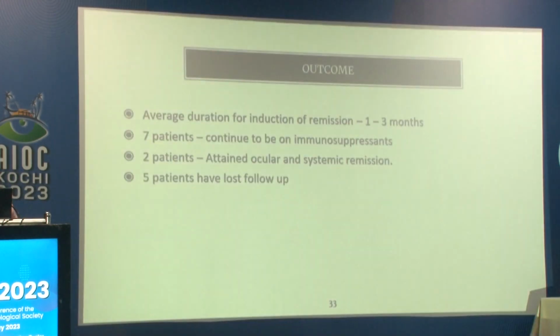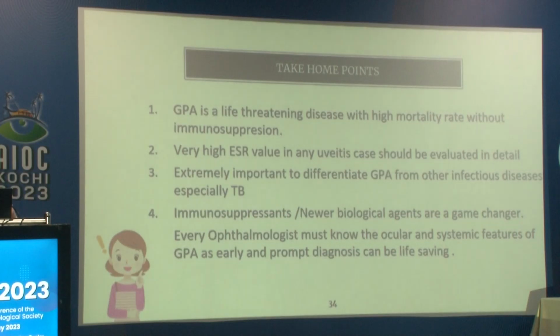As for the outcome, 7 patients continue to be on immunosuppressants, 2 patients attained ocular and systemic remission, and 5 patients were lost to follow-up. Take-home points: GPA is a life-threatening disease with high mortality without immunosuppression. A very high ESR in any type of uveitis should be evaluated in detail, and it is extremely important to rule out infectious disease like tuberculosis. Immunosuppressants and newer biological agents are a game changer, and every ophthalmologist must know the ocular and systemic features of GPA, as early and prompt diagnosis can be life-saving. Thank you.